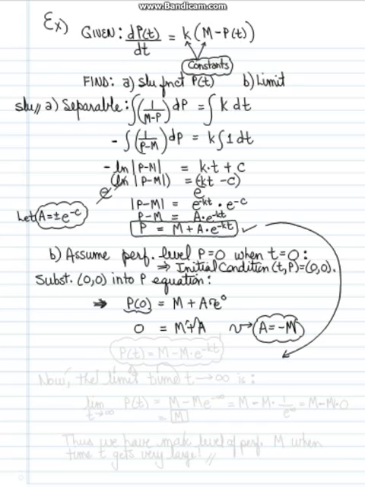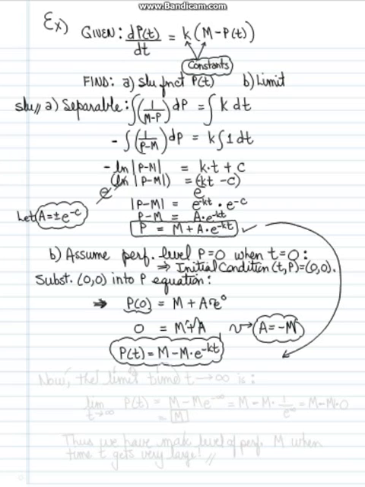So we're going to take this equation for P and refine it, and write it as P as a function of time is equal to M minus M, instead of putting plus A, we're going to put minus M, because that's what A is equal to, times e to the negative k t. And I put a little cloud around that because that's our new refined equation. It has only one unknown variable in it, M.